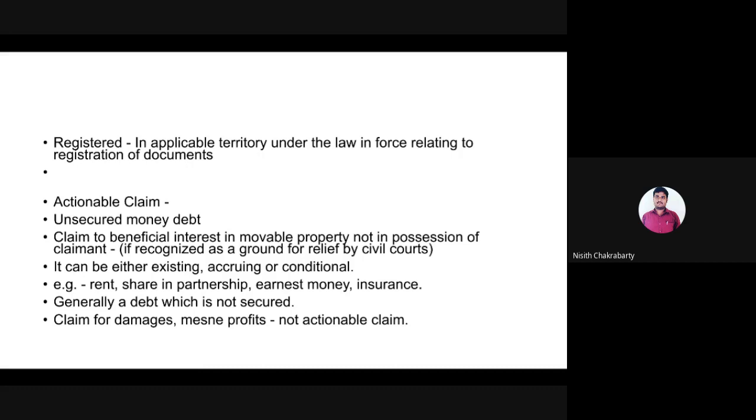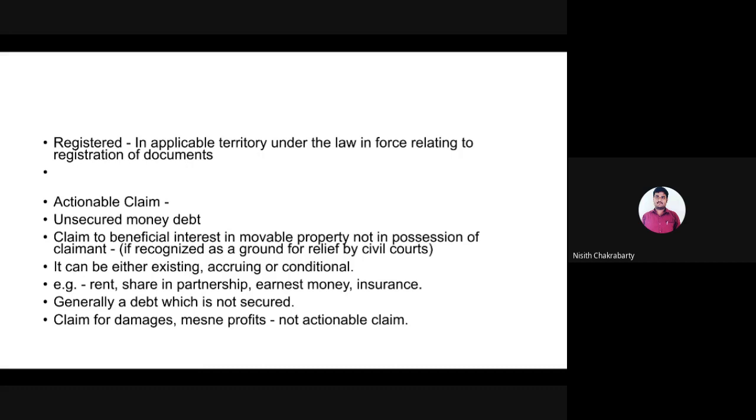If there is a security when they are giving a debt, then that is not required at all. If there is no security, then there will be a problem. So for that only this thing is required, that how will you deal with a situation when you have actually given a debt and you have not taken any security from the person to whom you have given the debt. So if it is an unsecured money debt, then it is an actionable claim.